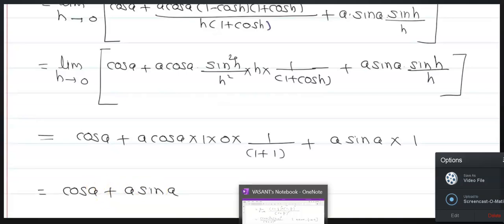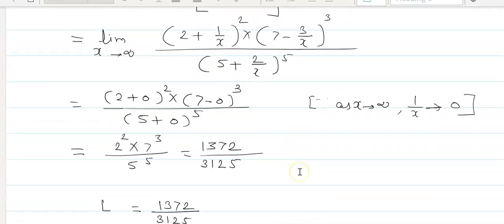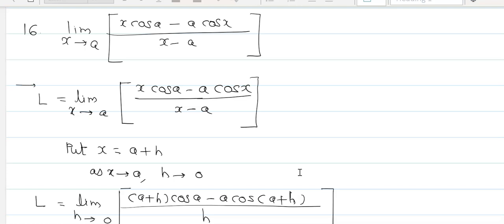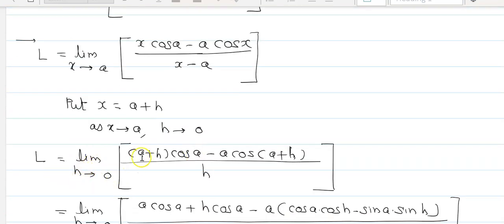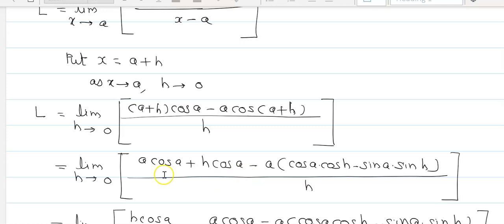Now see this again. Limit x tends to a, x cos a minus a cos x upon x minus a. Put x equals a plus h; as x tends to a, h tends to 0. L is equal to limit h tends to 0, (a plus h) into cos a minus a cos(a plus h), upon h. Multiply it.